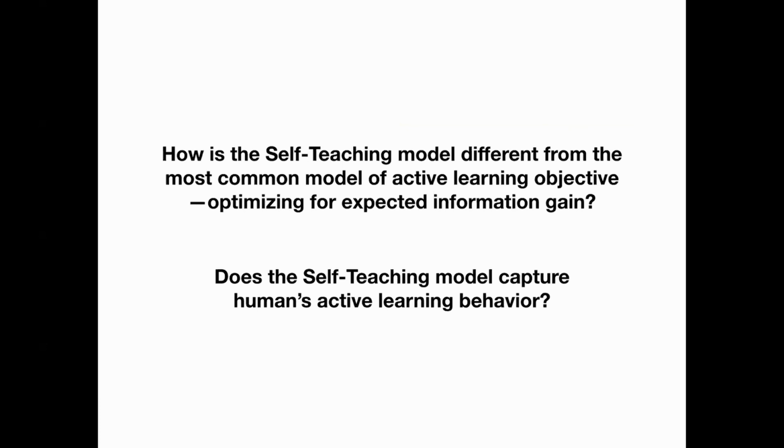Now that we have a new way to do active learning, two natural questions follow. First, how is the self-teaching model different from the most common model of active learning, optimizing for expected information gain? Second, does the self-teaching model capture human active learning behavior? Let's answer the first question first.